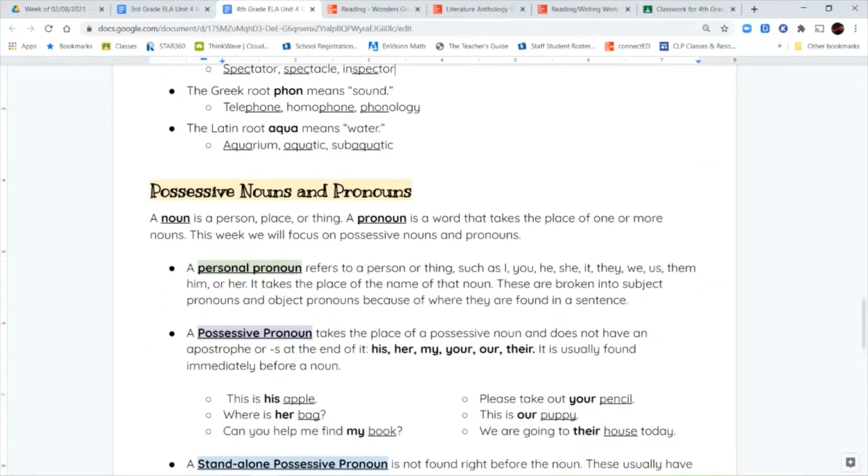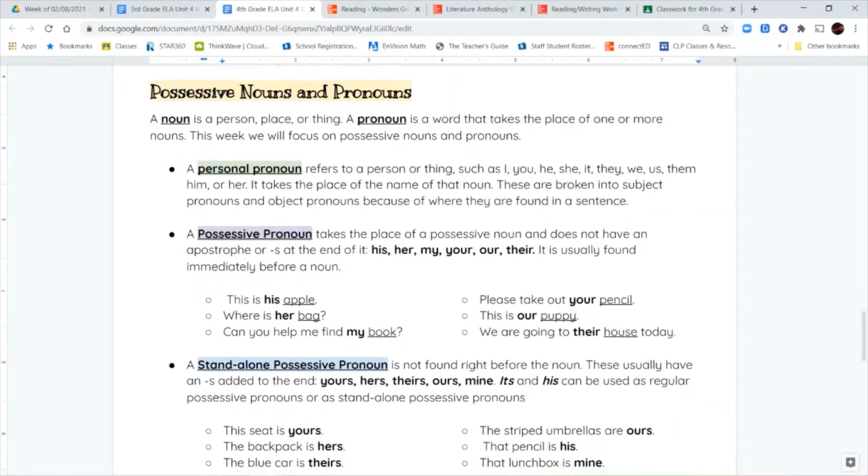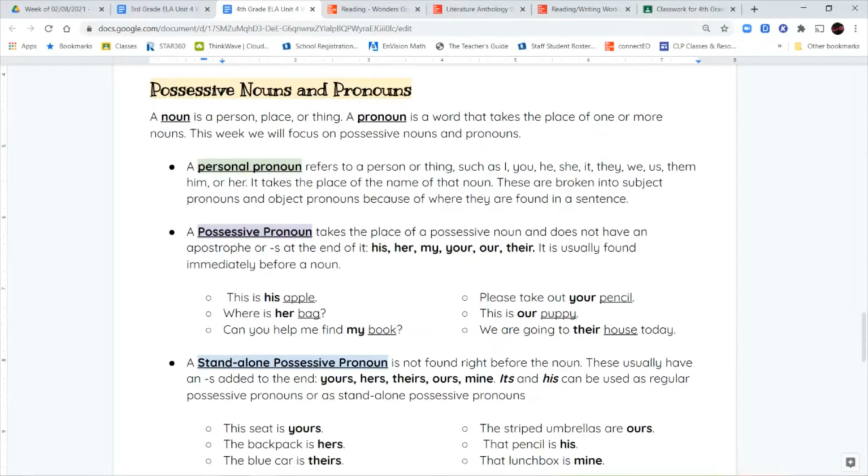The next part we're going to go over are possessive nouns and pronouns. So possessive nouns and possessive pronouns, to be more specific. Now we know that a noun is any person, place, or thing, and a pronoun takes the place of one or more nouns. So this week we're going to focus on possessive nouns and possessive pronouns.